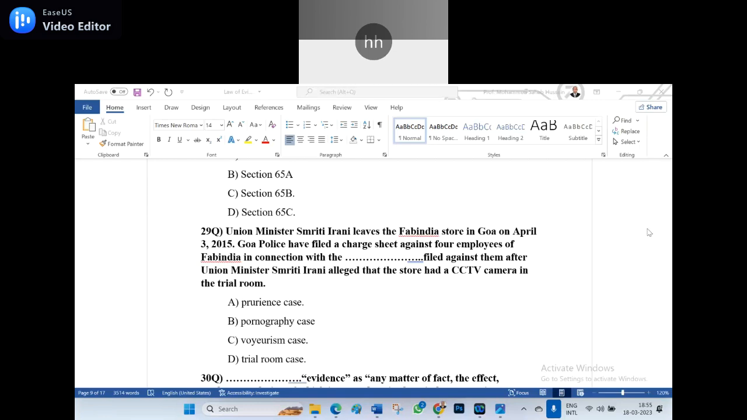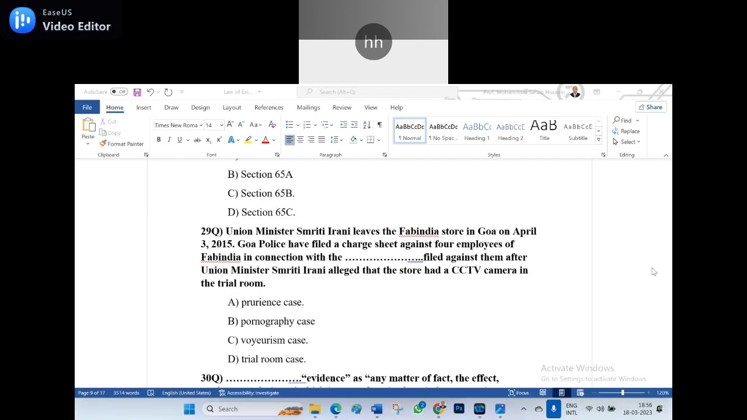Union Minister Smriti Irani leaves the Fab India store in Goa on April 3rd, 2015. Goa police have filed a charge sheet against 4 employees of Fab India in connection with the dash filed against them after Union Minister Smriti Irani alleged that the store had a CCTV camera in the trial room. Option A, prurience case. Option B, pornography case. Option C, voyeurism case. Option D, trial room case.